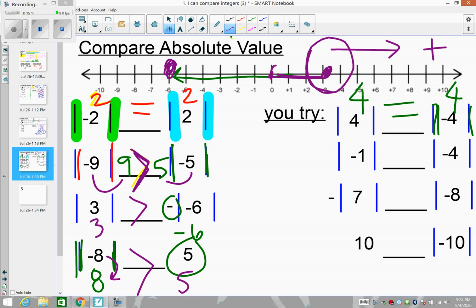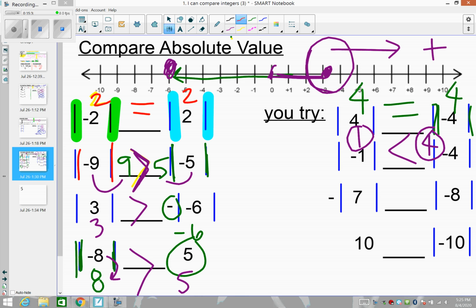Absolute value of negative 1 should be 1, positive 1. The absolute value of 4 is 4. So notice I pulled both of those out of the absolute value. Alligator eats the bigger sign, so we would be eating the 4. So you have 1 is less than 4.